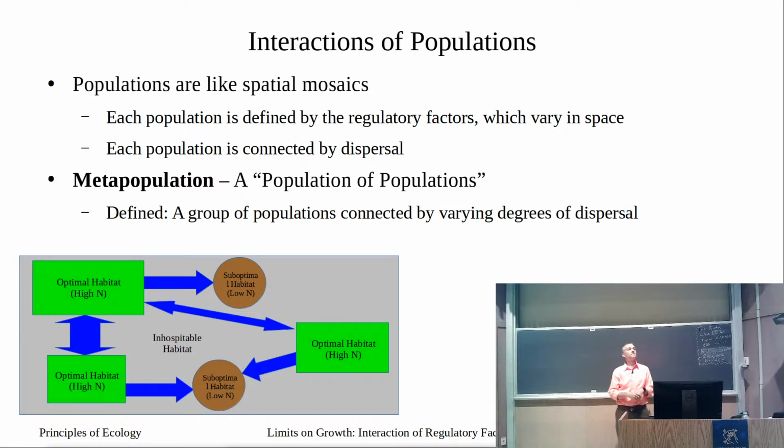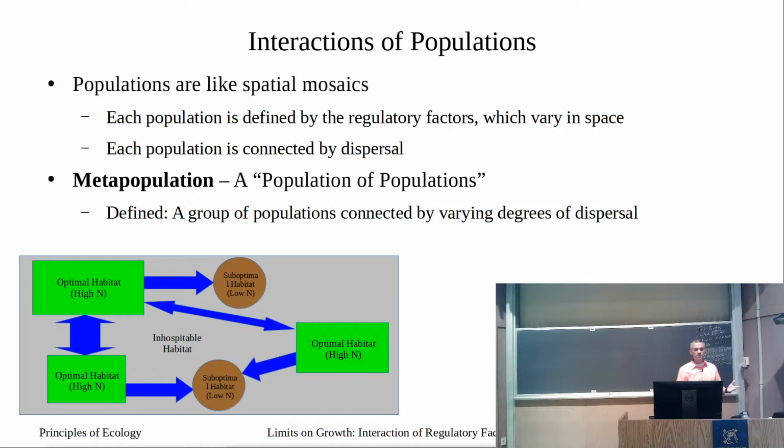What's going on? Well, they saw that these songbirds are actually functioning like a metapopulation. And that was kind of how they came up with this term, a metapopulation. So what is a metapopulation? Metapopulation is basically a population of populations.